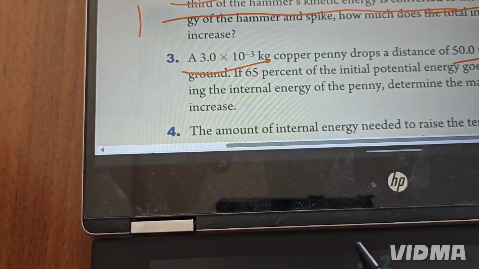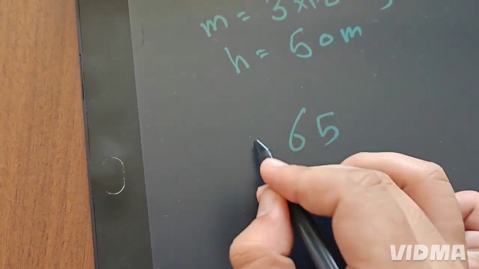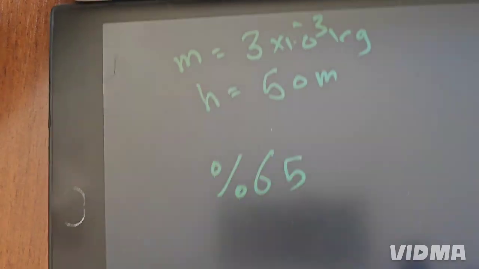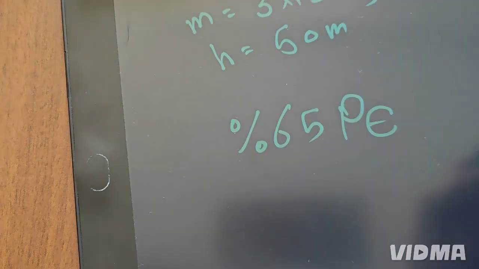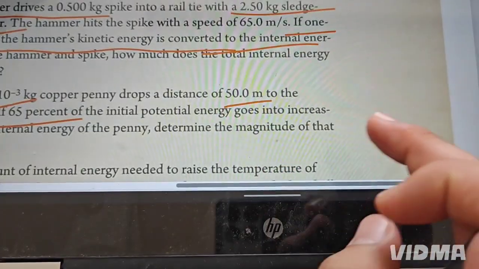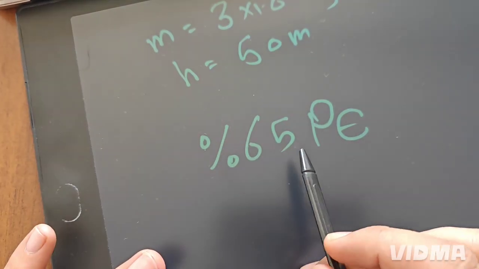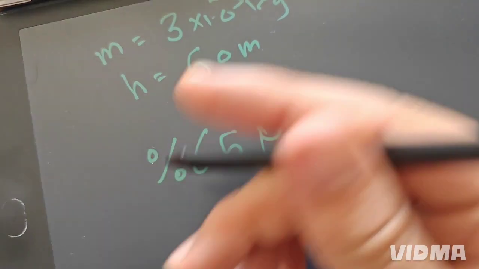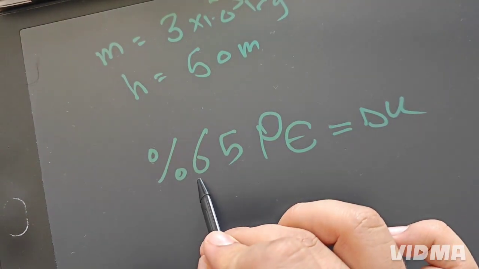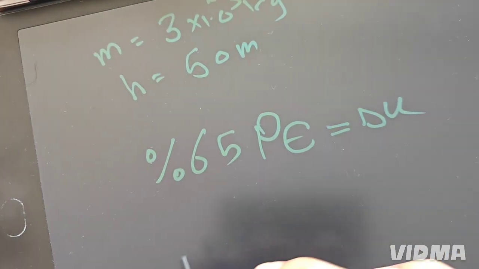Look, this sentence is important. If 65% of the initial potential energy goes into increasing internal energy, it means in general that if 65% of the potential energy changes to internal energy.